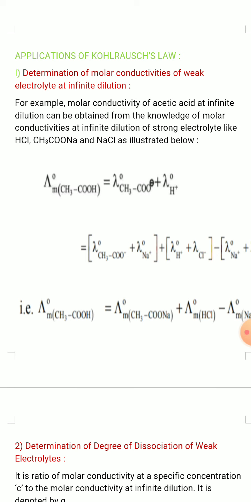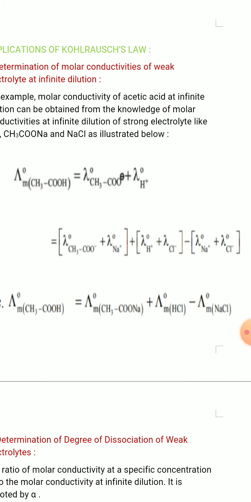So you have to calculate the limiting molar conductivity of acetic acid, that is lambda 0 m of acetic acid, CH3COOH, and you can write this as lambda 0 acetate ion plus lambda 0 H plus ion. Again, you can express this same equation like this: lambda 0 acetate ion, that is lambda 0 CH3COO minus, plus lambda 0 Na plus, plus lambda 0 H plus plus lambda 0 Cl minus, minus lambda 0 Na plus and lambda 0 Cl minus.